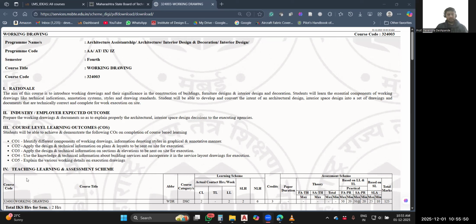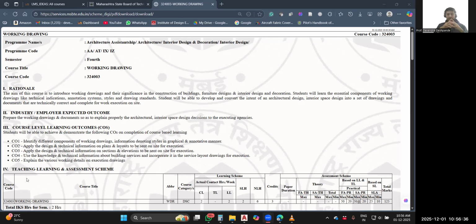The second one is to apply the design and technical information on plans and layouts to be sent on site for execution. The third one is to apply the design and technical information on sections and elevations to be sent on site for execution. Fourth is to use the knowledge and technical information about the building services and incorporate it in the service layout drawings for execution. And finally, to explain the various working details on executing drawings.